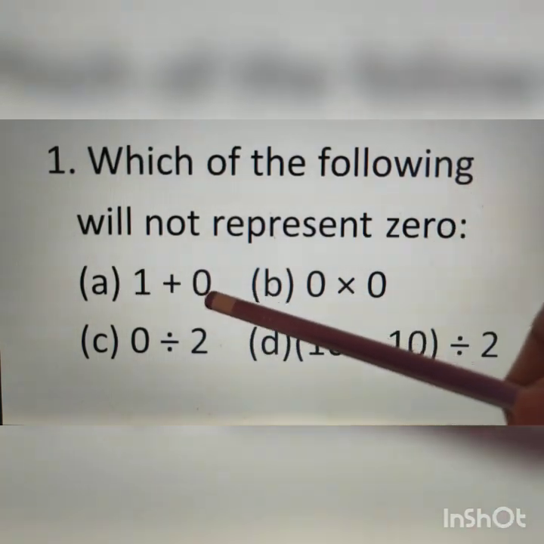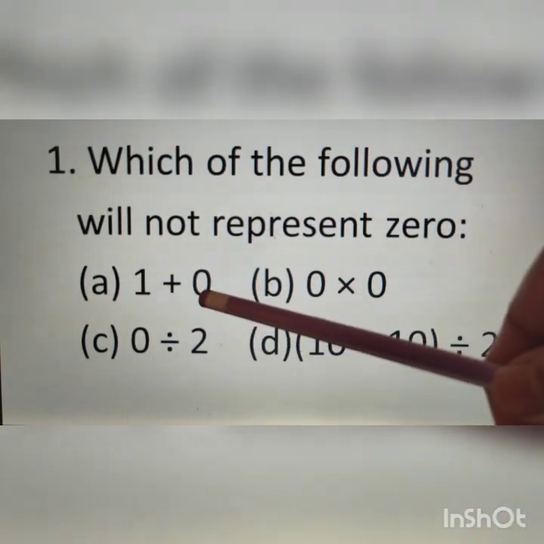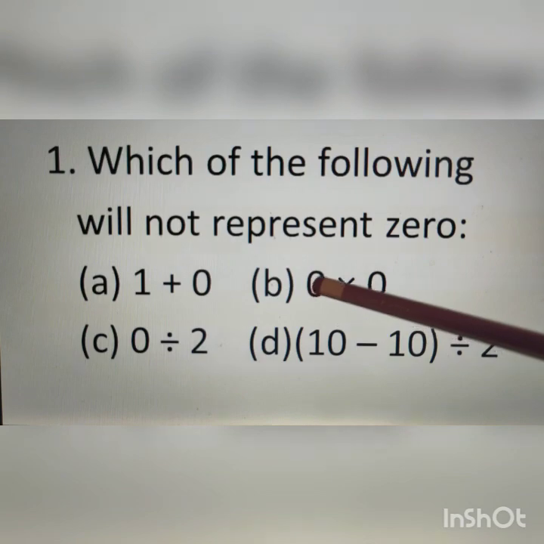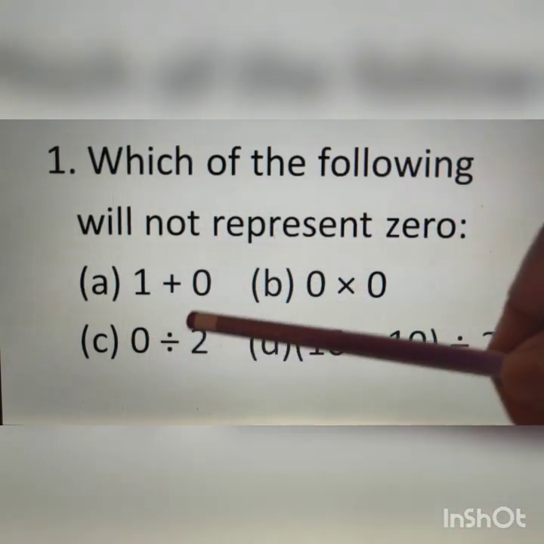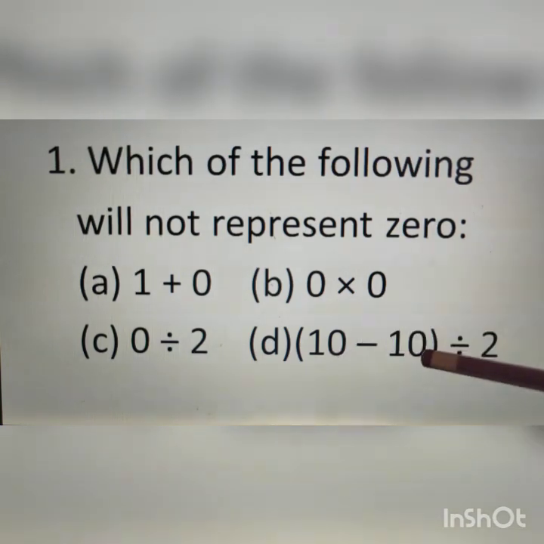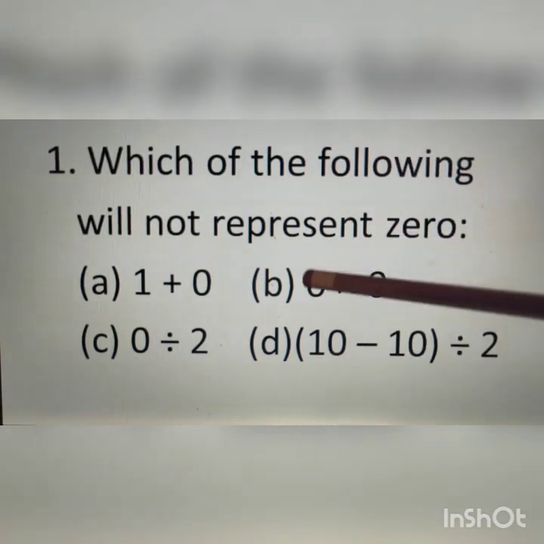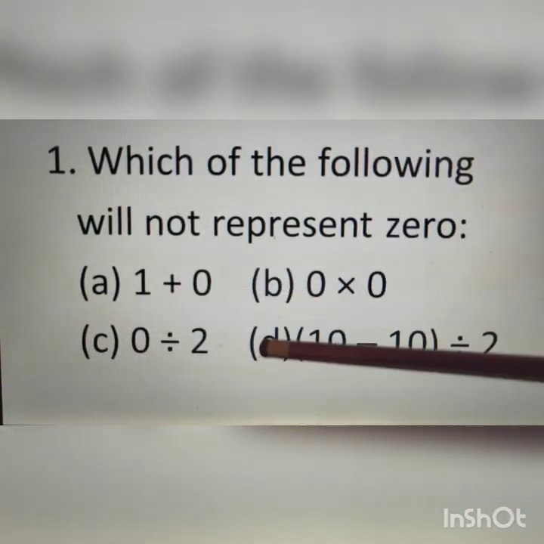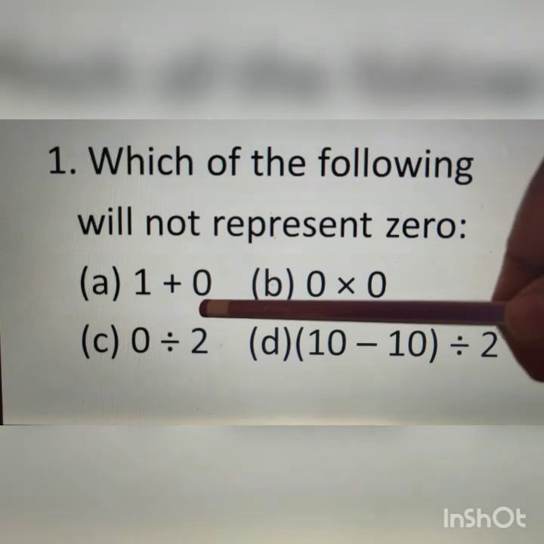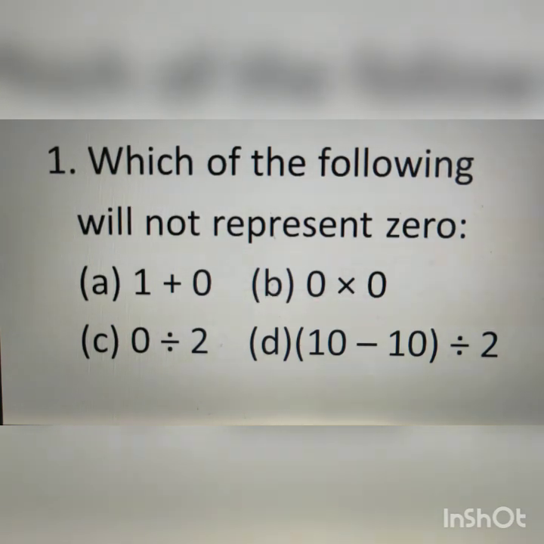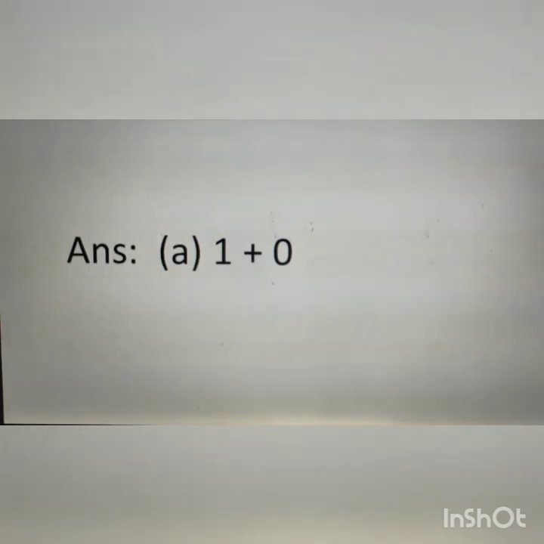1 plus 0, we know 1 plus 0 is equal to 1. And option B, 0 into 0, answer is 0. 0 divided by 2, answer is 0. And 10 minus 10 is 0. And 0 divided by 2 is equal to 0. Therefore, options B, C, D will represent 0. And option A, answer is 1. So, it will not represent 0. Therefore, answer is A, 1 plus 0.